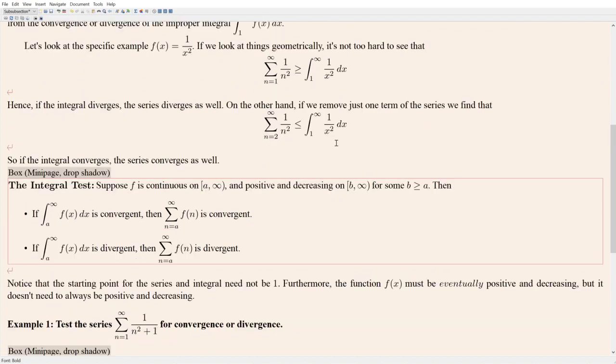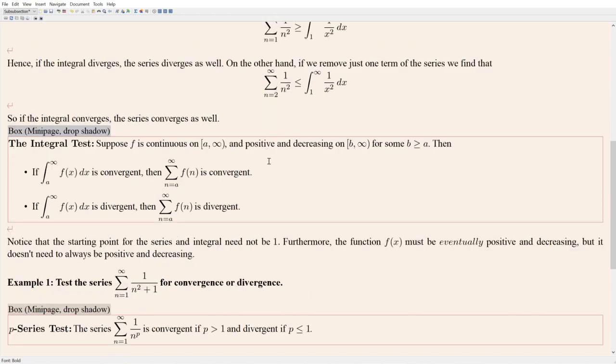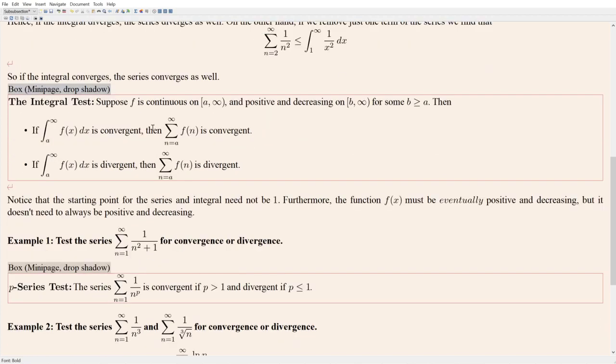Well, the reason that we got these two inequalities was specifically because this function that we were using was both positive and decreasing. So if we want to generalize this result, we have to mention that. So this is the integral test. Suppose that a function is continuous on some interval, and it is positive and decreasing on some other interval. So notice it doesn't have to be always positive and decreasing, it just has to be eventually positive and decreasing.